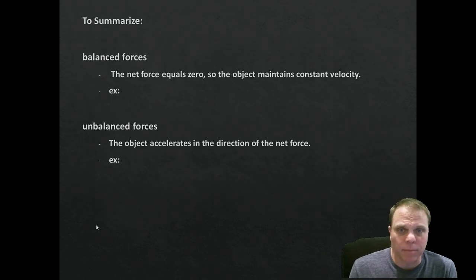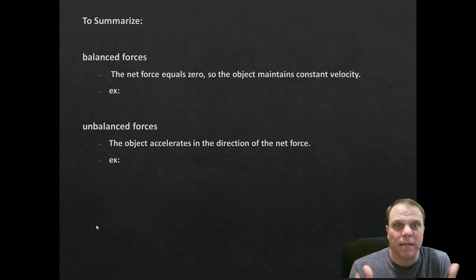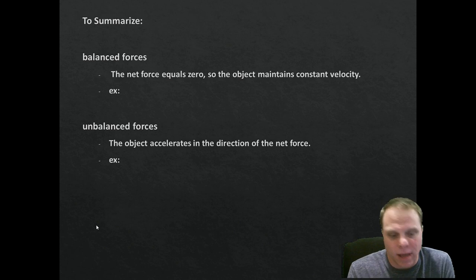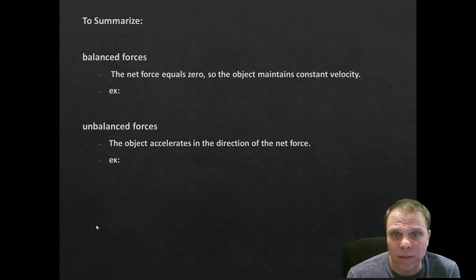So to summarize, balanced forces, the net force is equal to zero. Object maintains its constant velocity. Now that could mean a zero velocity, right? So objects that are just sitting there, they have a constant velocity and their constant velocity is zero. They have a balance between their desire to move, maybe because of gravity, and the floor, for instance, which is keeping them from moving, right? So that's a balanced force, no net movement. The constant velocity is zero in this case.